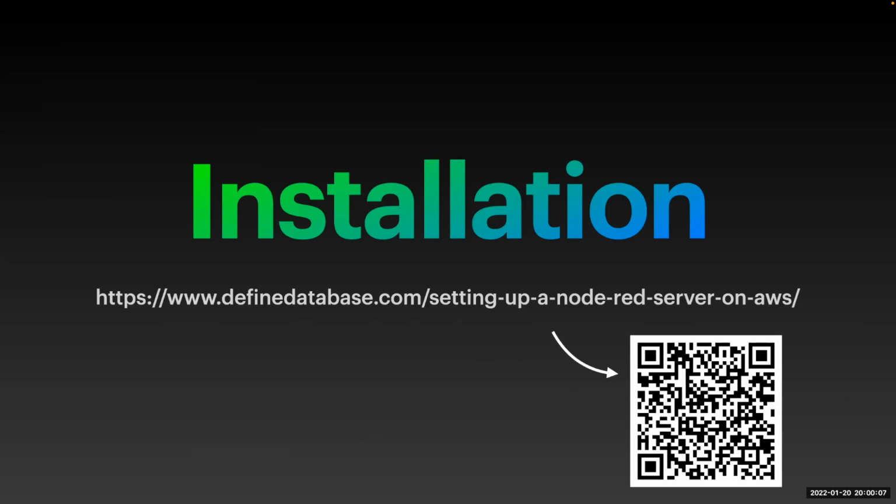The blog posts on my website, which you can get to through this code, explain step-by-step how to configure a new Node-RED instance on AWS or any Ubuntu server. I do recommend using a dedicated server, and you can get a suitable instance on AWS for about $3 a month US, so why not?